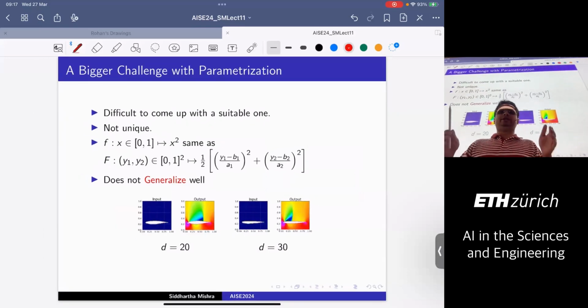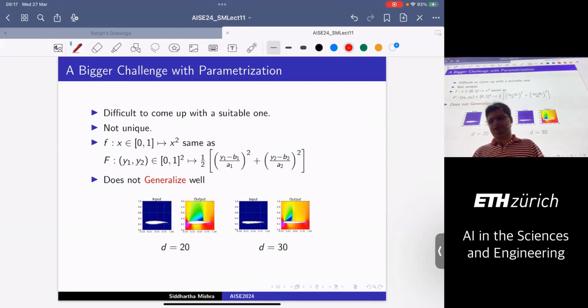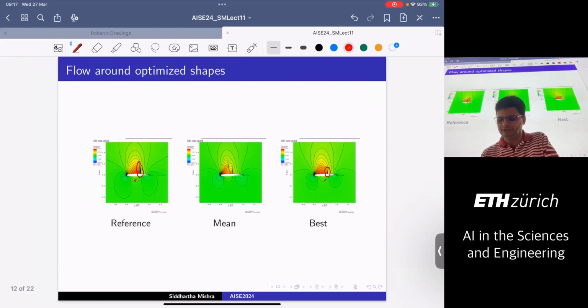So I cheated. I had an infinite dimension problem, and I simply said, oh, we can approximate everything in finite dimensions. But well, the difficulties of parameterization. The first one, which is a very practical one, is that it's very difficult to come up with one, right? Remember that these parameterizations that resulted in these shapes have been done with many tens of, 10, 20, 30 years of engineering experience. That's why we were able to come up with parameterizations like that.